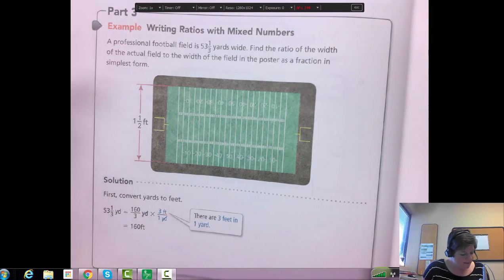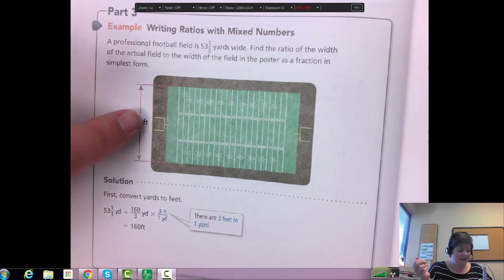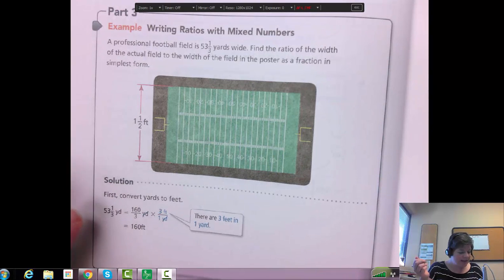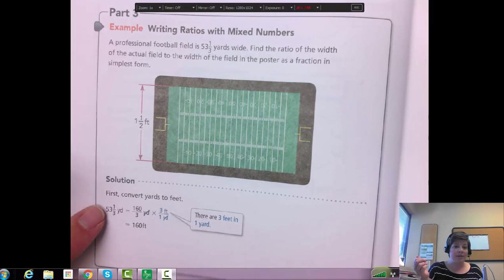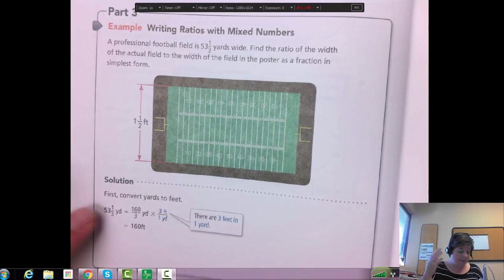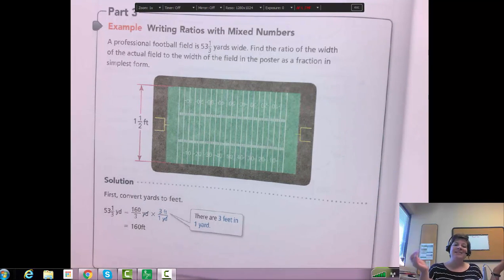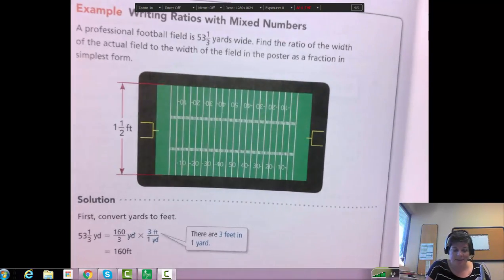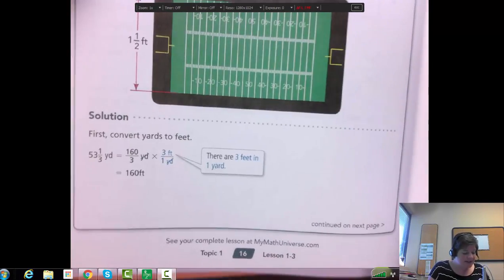So the first thing that they did was convert to feet. They went, all right, well, one's in yards, one's in feet. So they converted the 53 and 1/3 yards to feet. You could have gone the other direction with that. So this one you could end up with the right answer and have done it a completely different way. So let's look at how they did that.